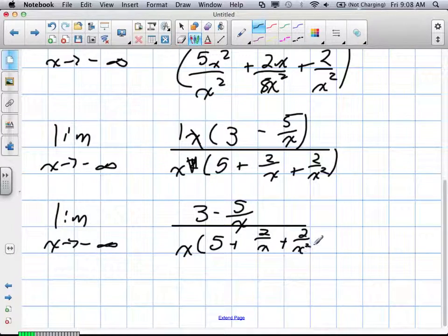by x squared. Now what I'm going to do here is I'm actually going to plug the value, our infinity, in for each of our x values, okay? So we're going to find this limit.